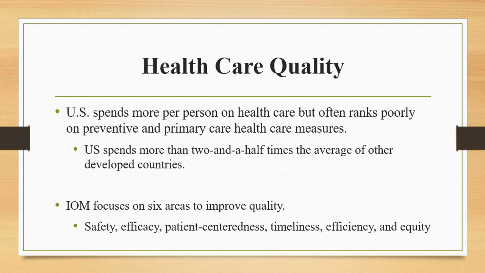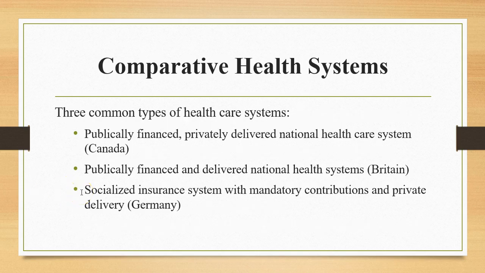I did want to very briefly touch on the comparative healthcare systems. There are three primary types of healthcare systems that are found in other developed countries. So let me go to the next slide here. So the three most common ones are the National Health Insurance System, that is publicly financed, but in which care is provided by private practitioners. So this is something that we usually find in Canada. Second is a national health system that is publicly financed and where care is provided by government employees or contractors. And this is similar to what is available in Britain.